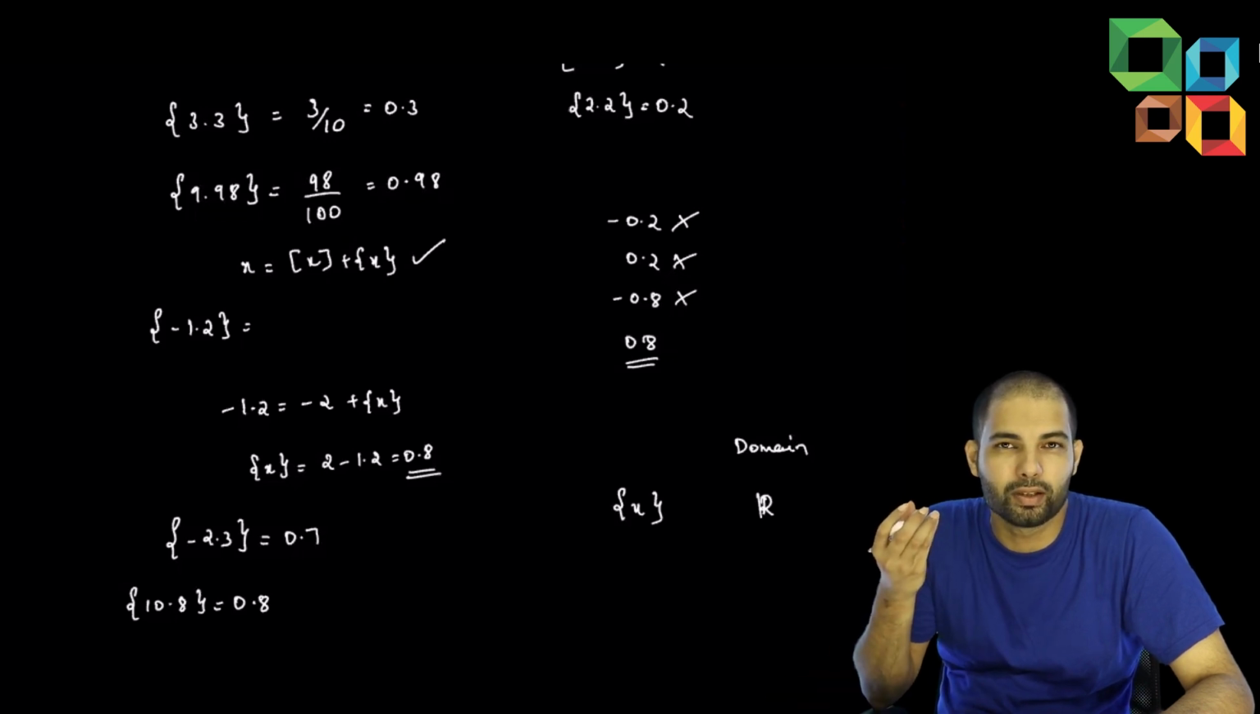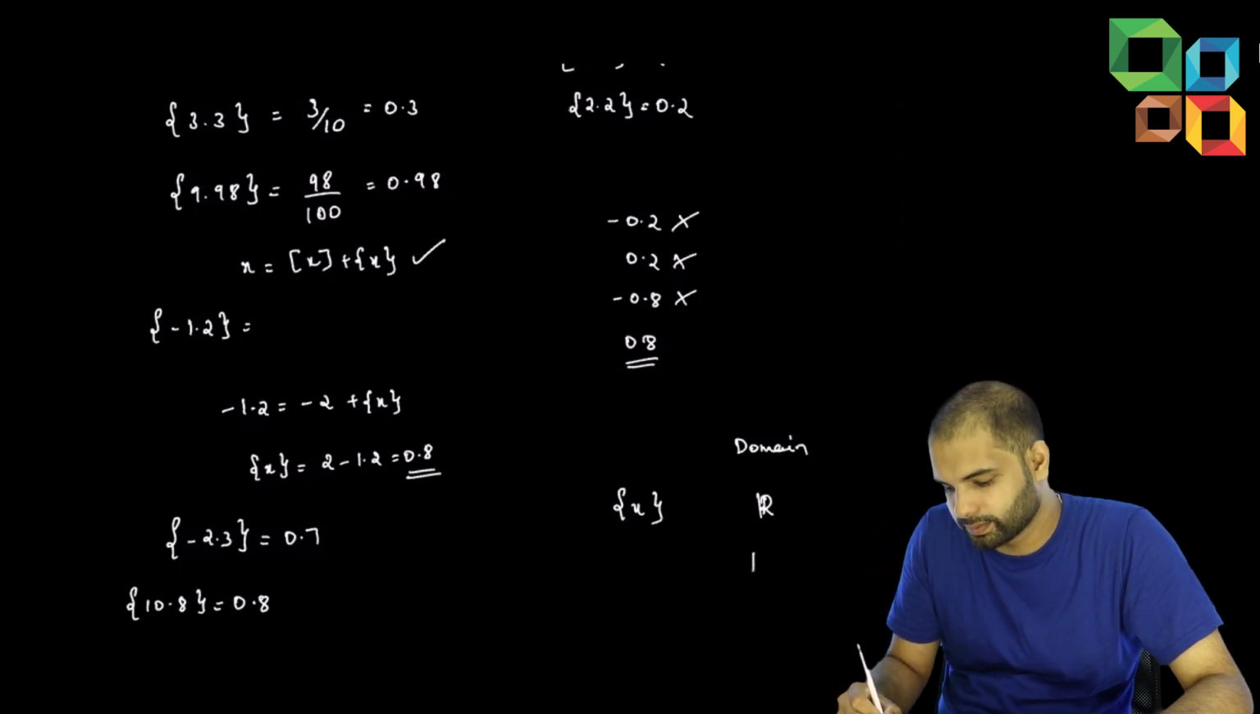See, domain is input again. So X can be anything. 1,000.1, fine. 10,000.1, fine. It's valid, right? As long as the equation is valid, we can take it as our domain. Okay. What about the range?